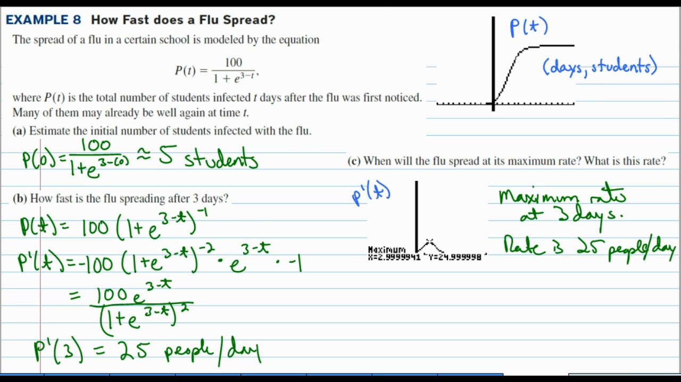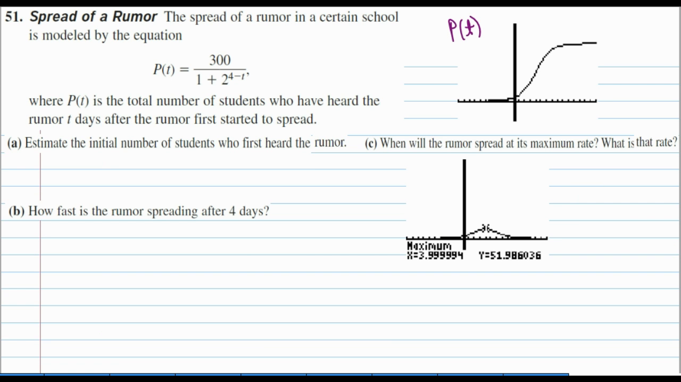That's fine. The Now Try problem number 51 asks about the spread of a rumor. The spread of a rumor in a certain school is modeled by this equation. I wonder if rumors spread faster than the flu, but where P of T is the total number of students who have heard the rumor T days after the rumor first started to spread. Estimate the initial number of students who first heard the rumor. So again, that's going to be P of 0, which is about 18 students first heard the rumor.